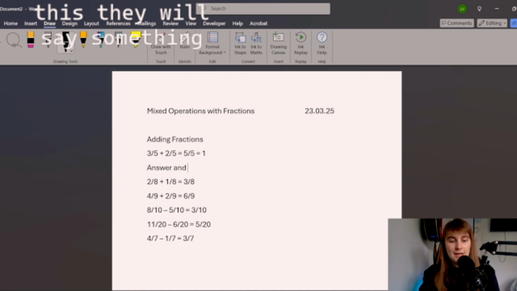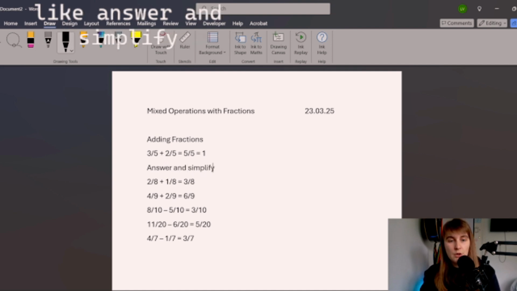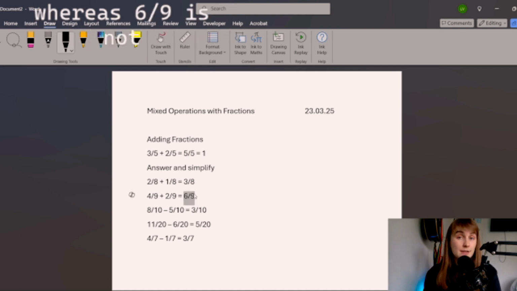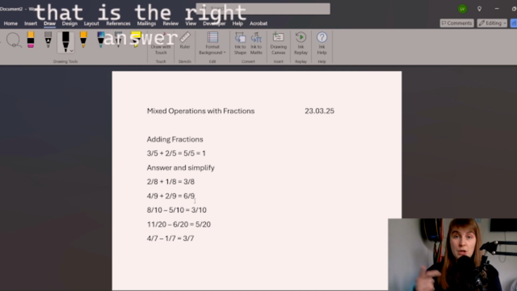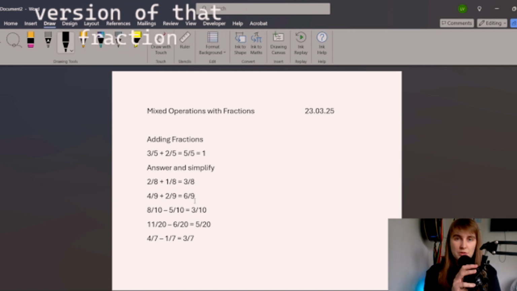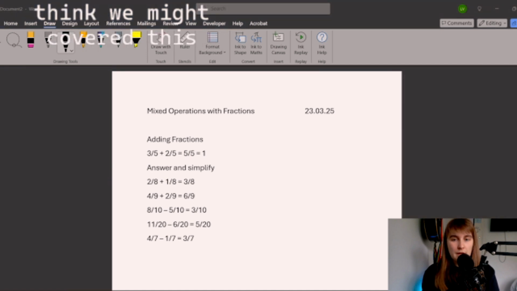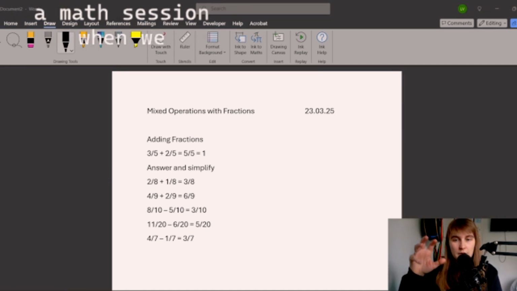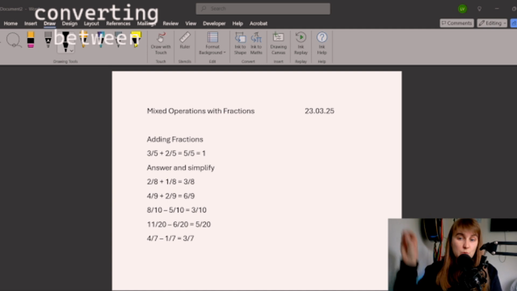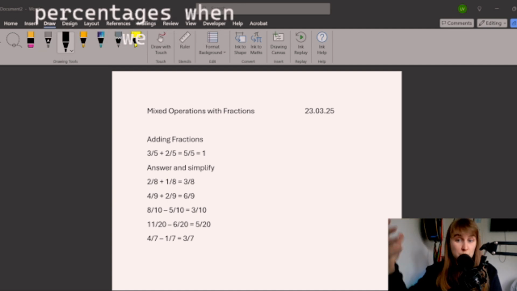Now, occasionally, when you get a simple question like this, they will say something like answer and simplify. Whereas 6/9 is not incorrect, that is the right answer, it's not the simplest version of that fraction. So we might just briefly go over how we simplify. I think we might have covered this last time that we had a math session when we were looking at converting between fractions, decimals, and percentages. When we converted to the fractions, we were simplifying.